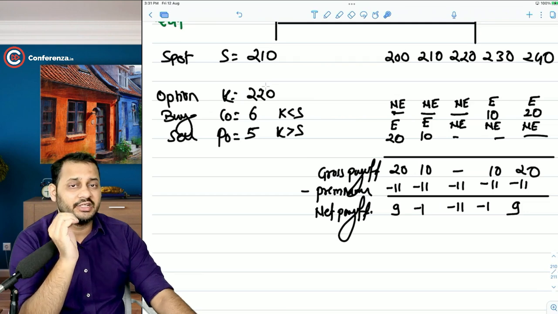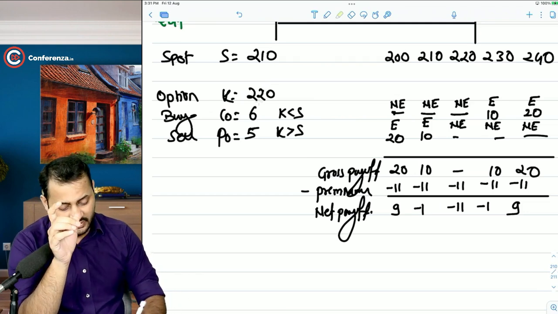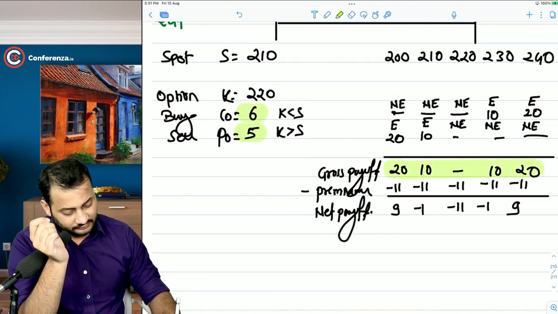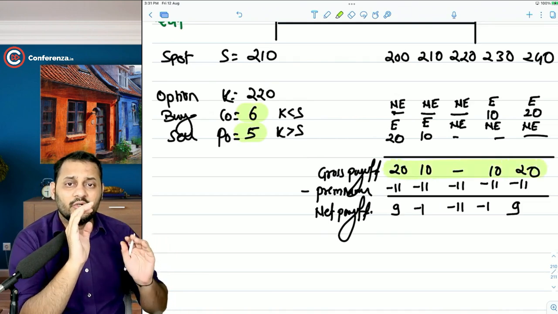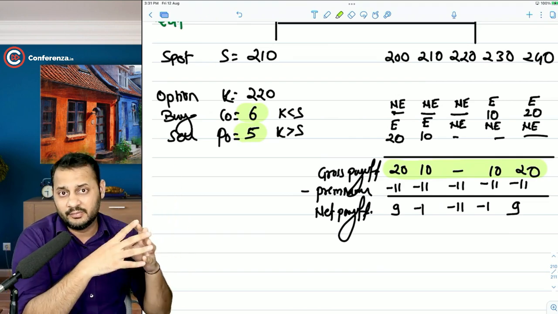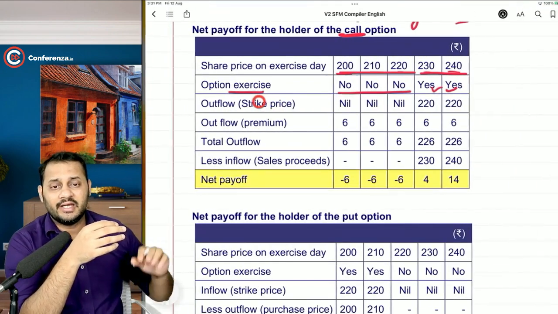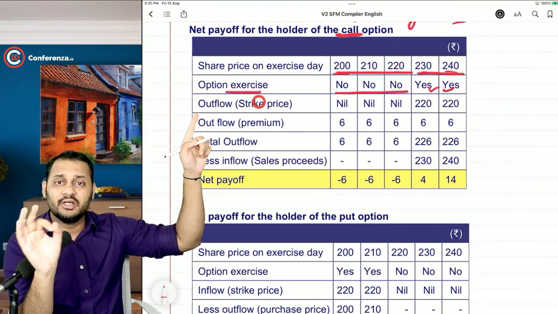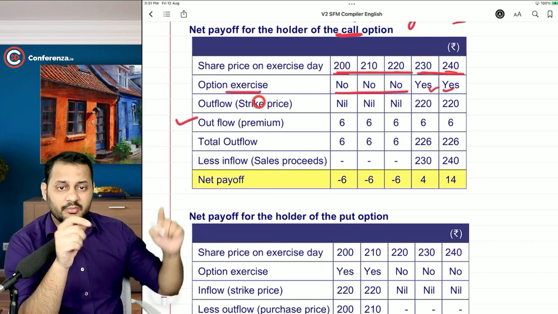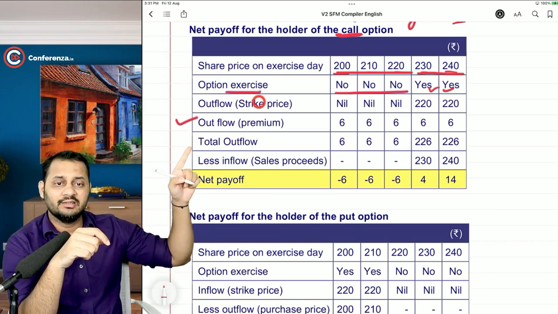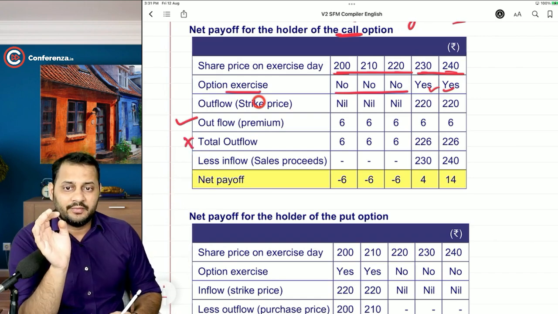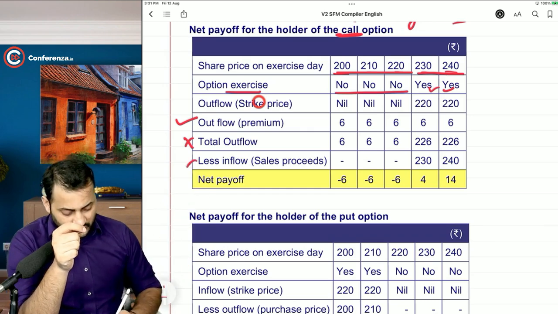The real cash inflow and outflow are only three figures. See, one is this at the beginning, second is this. That's it. There is no other cash flow in the option contract. What happens is the net settlement, the cash settlement. So writing 220 as an outflow is totally wrong. Outflow of the premium is right. For the call option, you paid a premium of 6 rupees in each case, and then this total outflow is also wrong. Total outflow is never 220. Then less inflow, this is also wrong.